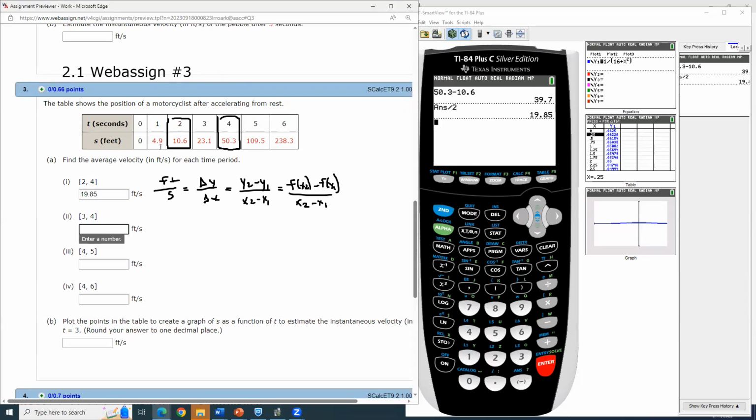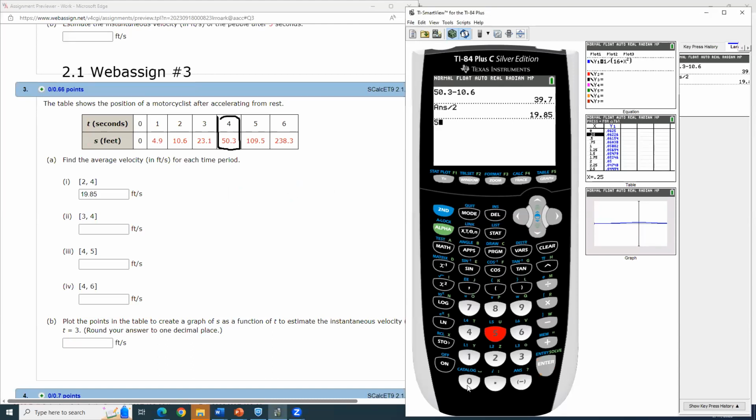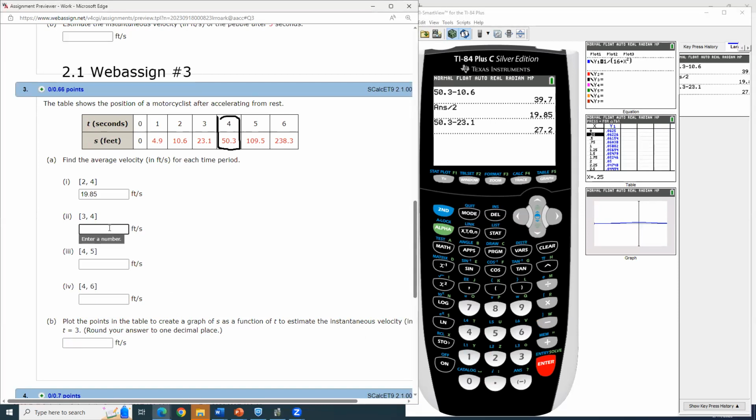So I would say 19.85. And then I'll do it again, but this time from 3 to 4, right? At 3, it looks like they're at 23.1 feet. And by 4, again, they were at 50.3. So this time we can say 50.3 minus 23.1. And it tells me between 3 and 4 seconds, they traveled on average 27.2 feet per second. Okay, and then we keep doing this. So between 4 and 5, we can do that, fine.